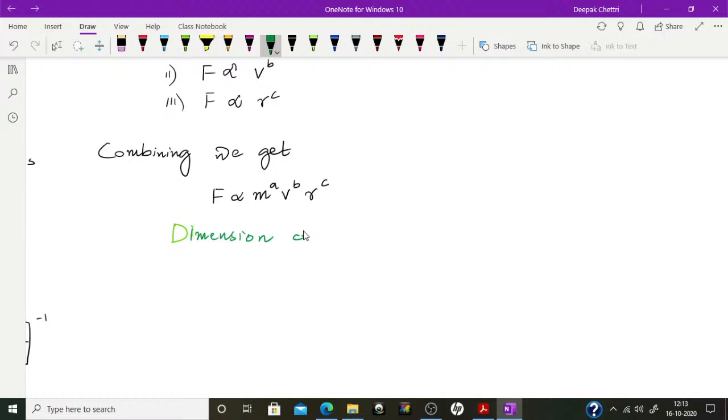Of force, I'll not derive it. We have done this, so it's m l t minus 2. I am writing it directly. Now, what about on the right side?